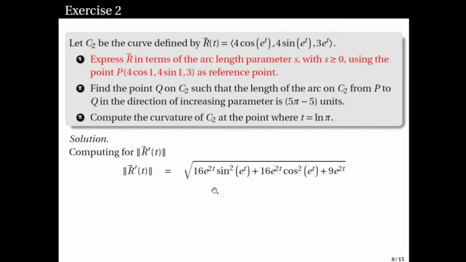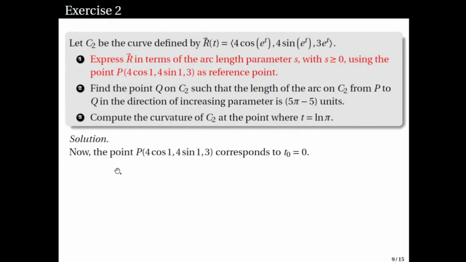Now, using the same argument from before, we can factor out 16e to the 2t. So this will be equal to 16e to the 2t, and then you have plus 9e to the 2t there. This is just equal to the square root of 25e to the 2t, and taking the square root, you have 5e to the t. So we have the norm of r prime as 5e to the t.